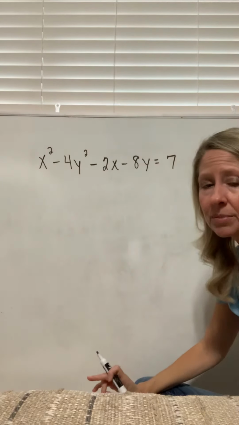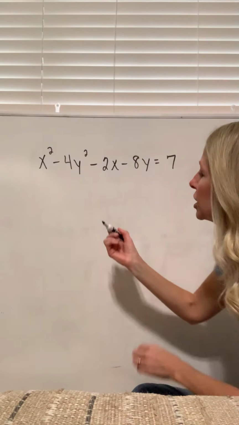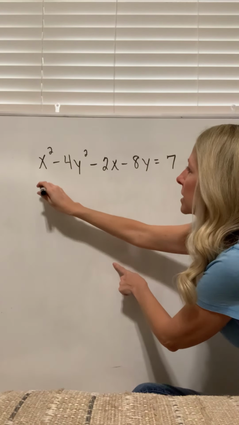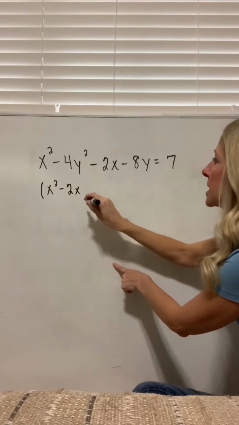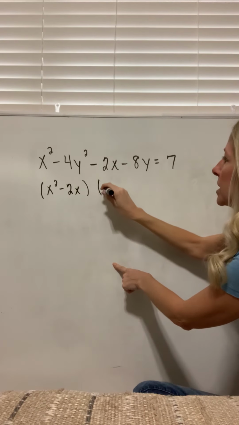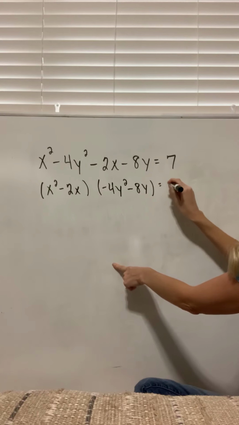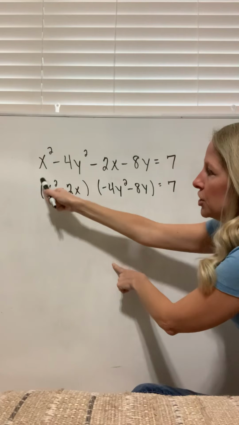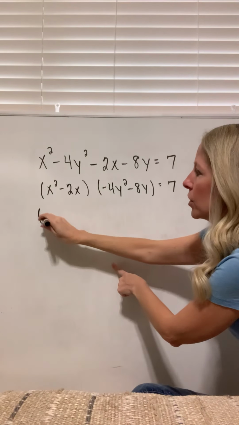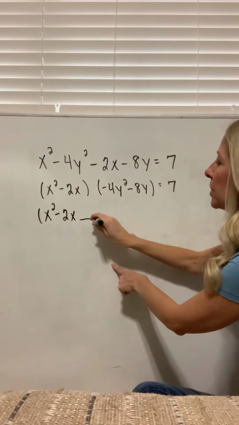Now we're still going to complete the square the same way we just did on that last example. So your first step is you want to group your x's together. So you have x squared minus 2x. Then you're going to group your y's together, -4y squared minus 8y. And then you have equals 7. Now on the x term, you have a coefficient of 1, so we're okay there. So we're going to leave that x squared minus 2x, and we're going to put a blank.